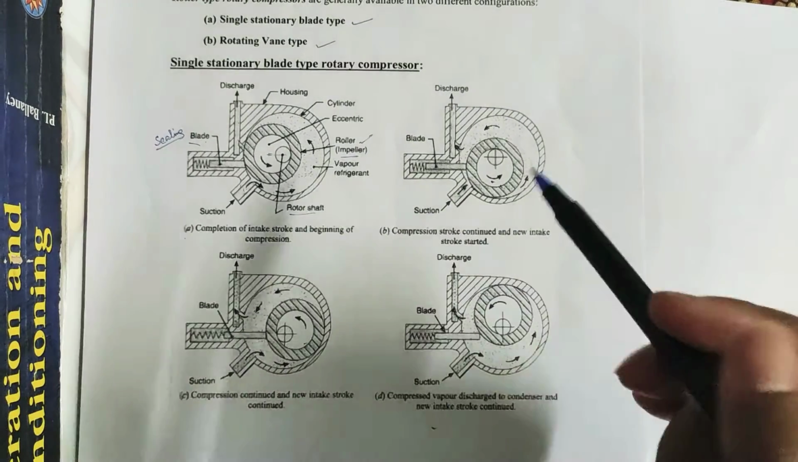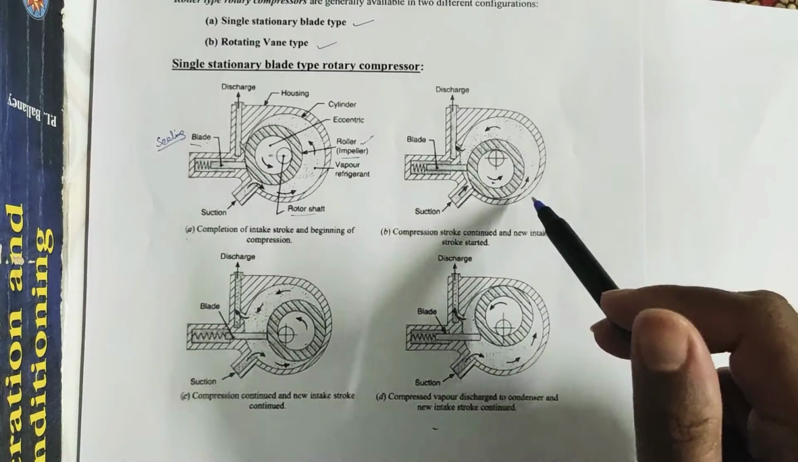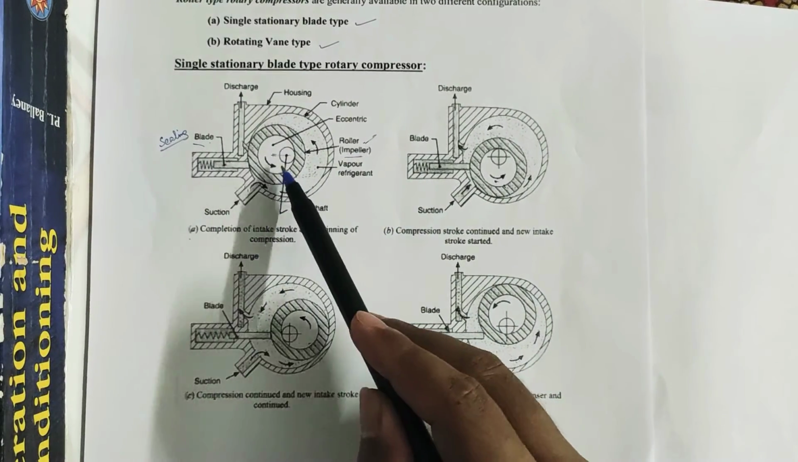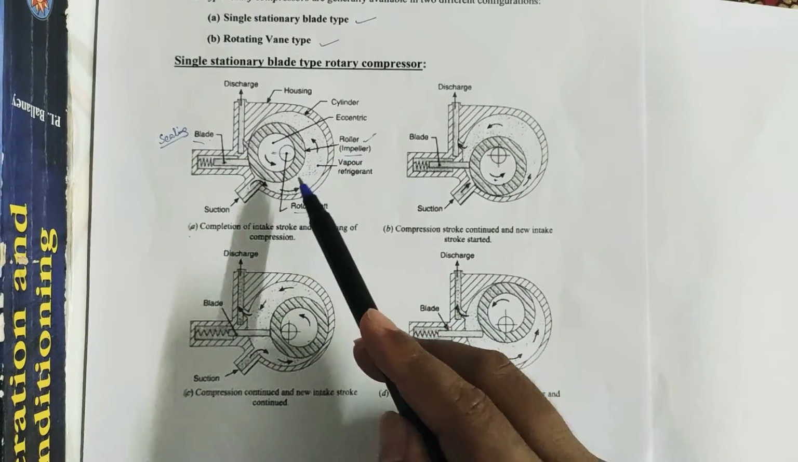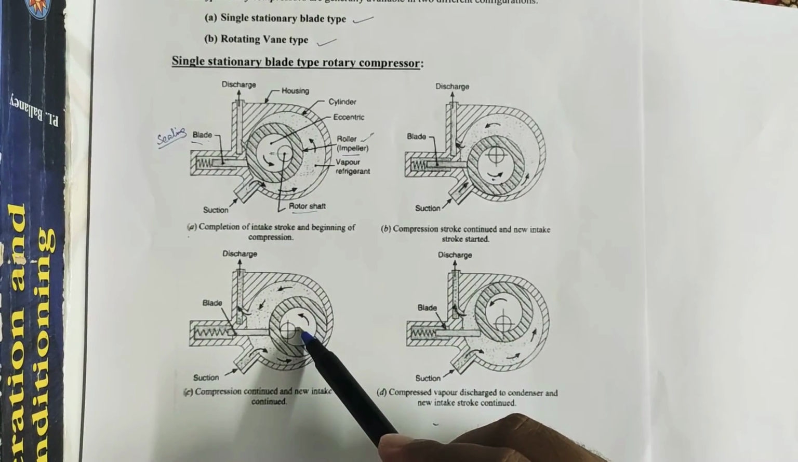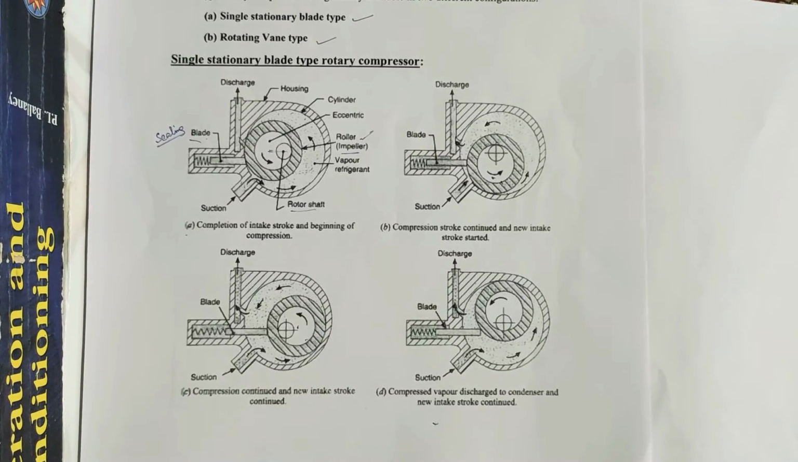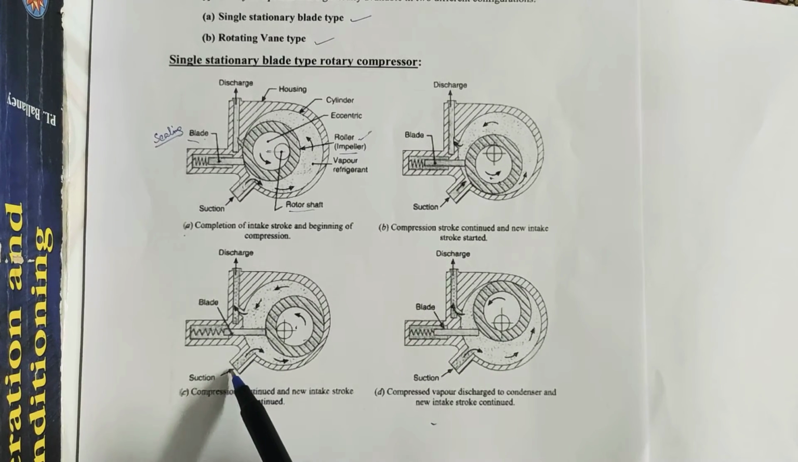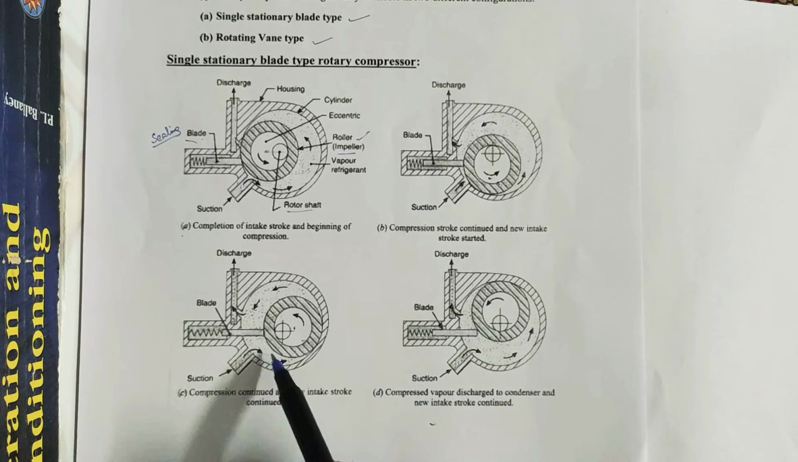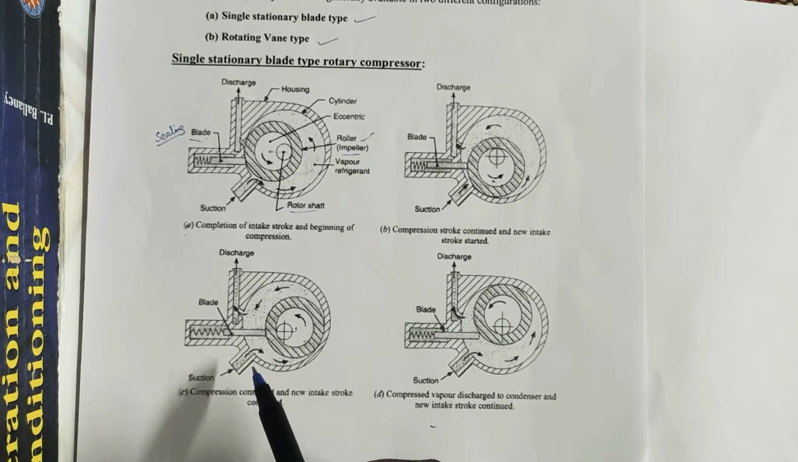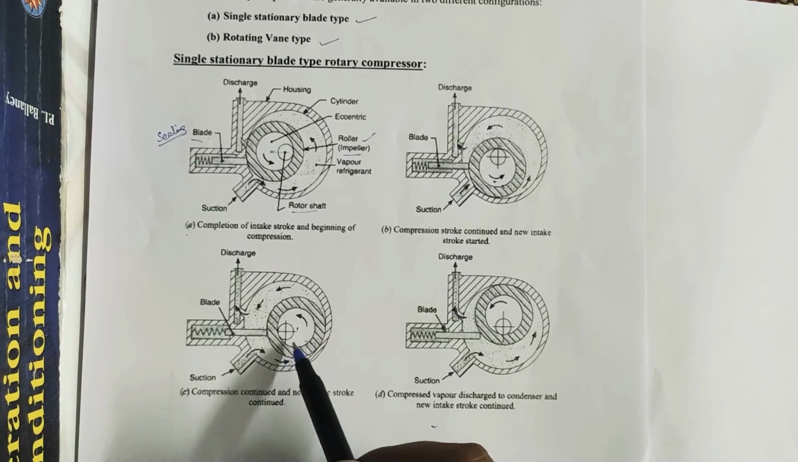Now as the roller or impeller turns towards the mid position as described in figure C, if we compare figures A and C, C is the mid position. As the roller turns towards the mid position, more of the suction port will be fully open, so more vapor refrigerant will be drawn into the cylinder, while on the other side it will be compressed.